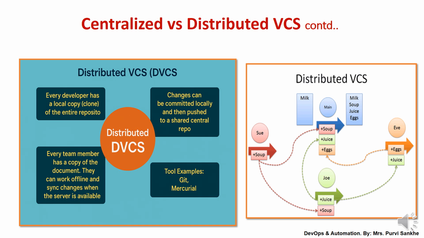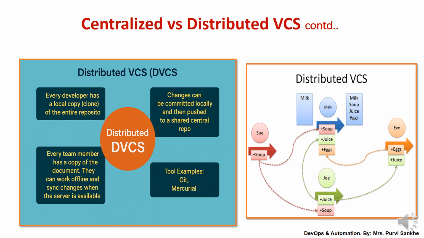We have three users over here, Sue, Joe and Eve. Sue starts with her own copy and adds a soup to the main repository, which already has a milk. Then Sue shares her changes of soup with the main repository. Joe pulls Sue's changes from the main repository and now adds his own juice. Now Joe pushes these changes back to the main repository, and so now main has a soup. Earlier it had a milk.